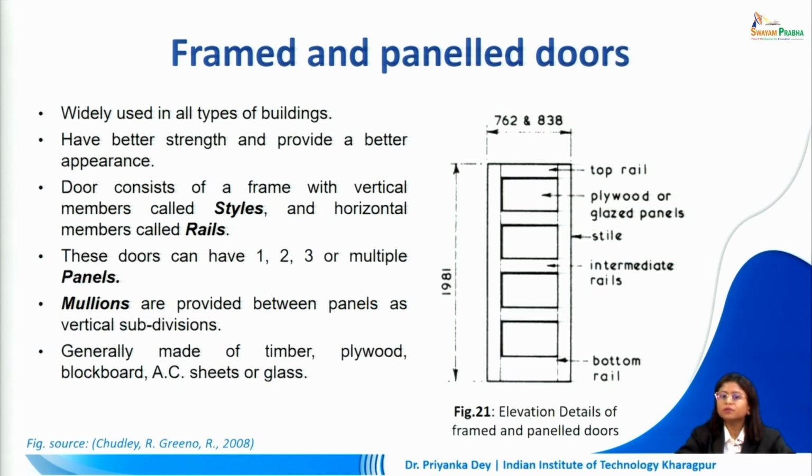The door consists of a frame with vertical members called stiles and horizontal members which are called rails. Now, these doors can have multiple number of panels. Mullions are also provided between panels as vertical subdivisions. We will take a look at the different number of panels that we can have in a door. So, we will understand how mullions vertically divide this space into different panels. Now, generally they are made up of timber. We can also use plywood, block board, AC sheets or glass to make panelled doors.